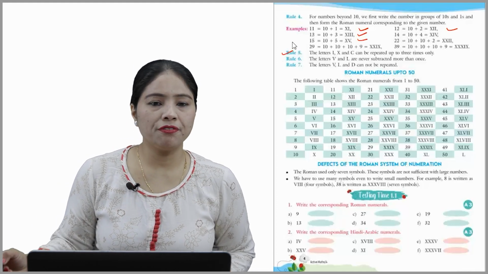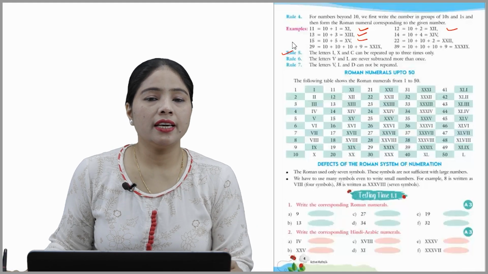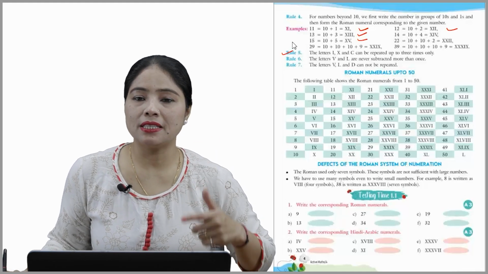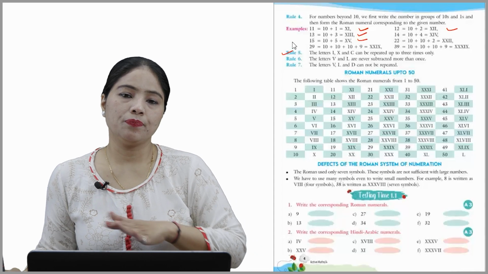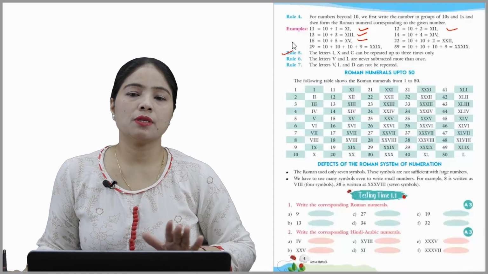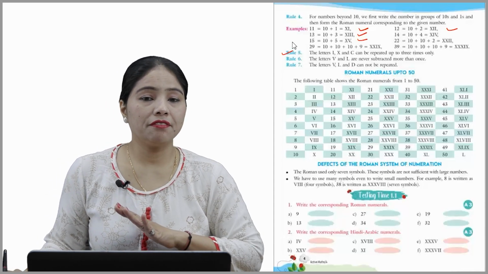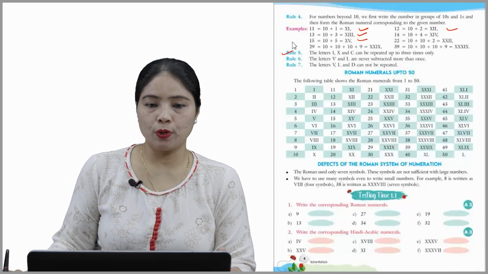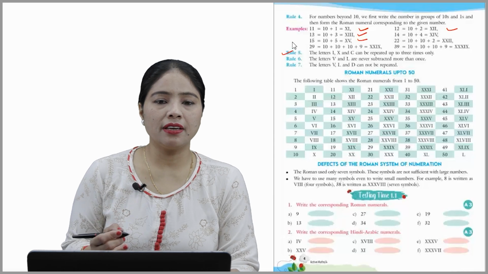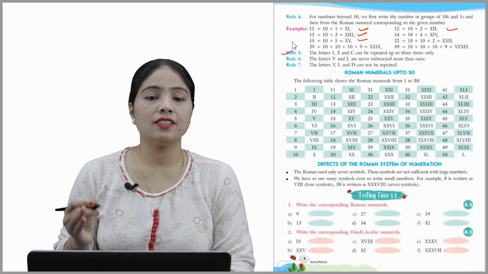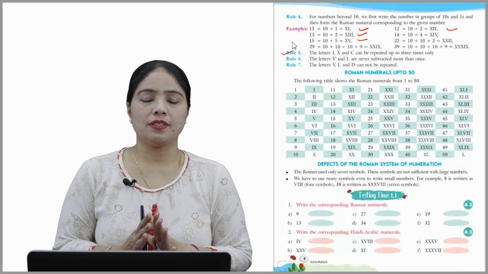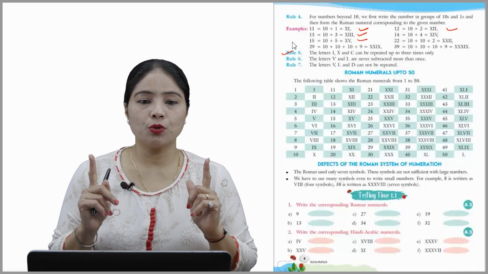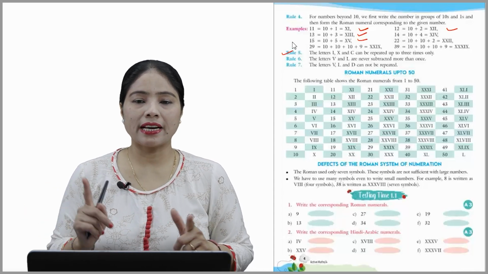Now see rule number 5. The letters I, X and C can be repeated up to 3 times only. These numbers can be repeated 3 times. The letters V and L are never subtracted more than once. Hope you understood. Now rule number 7, the letters V, L and D cannot be repeated. Okay beta, so you just read all the rules nicely and practice for that.